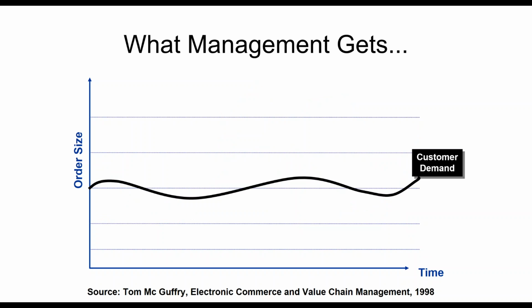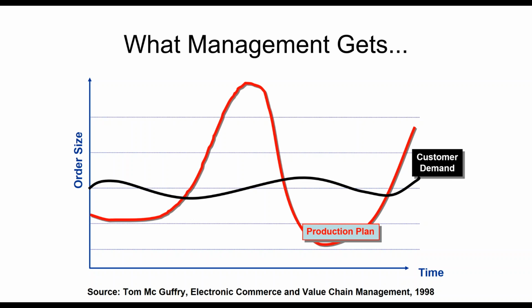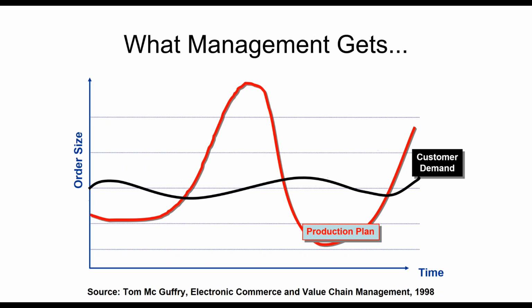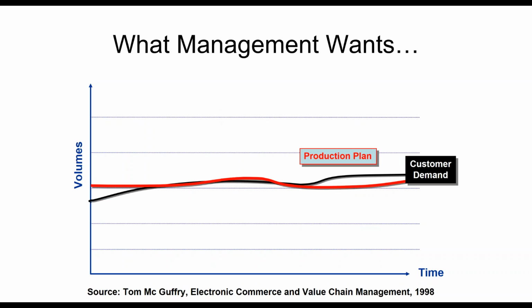Now what does management get? Typically when you are managing a supply chain, this is what's going to happen. Customer demand, and this is the production plan. So this is what they get. They say this is the customer demand, this is my production plan, but what management actually needs is this alignment. This alignment ensures that I am producing what is the demand in the market, so based off my demand, I am doing my production plan.